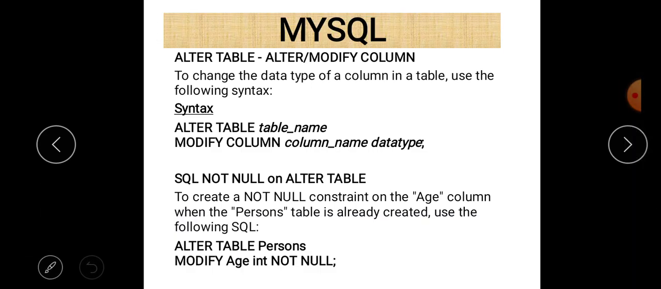Here you can easily see: alter table persons modify age and just write not null. So modify, and let's have the column name, and the column name is age, and after that the data type, and after that the name of the constraint, and the name of the constraint is not null. So what is happening after that statement? Actually, modify means age, that is a column name of the table named persons, will be modified after that, and now it doesn't contain null values.